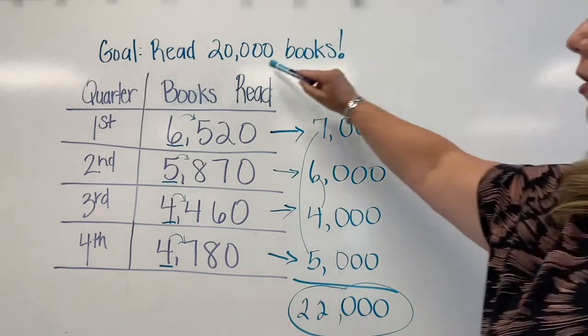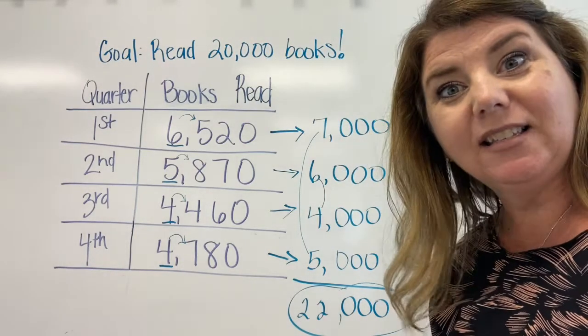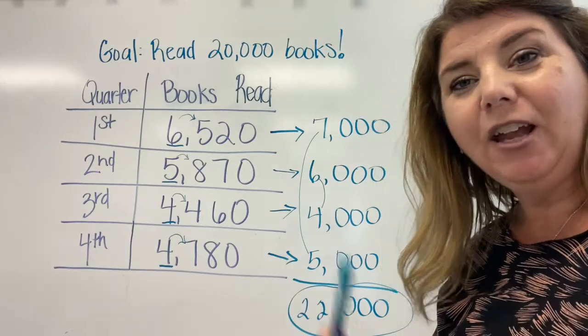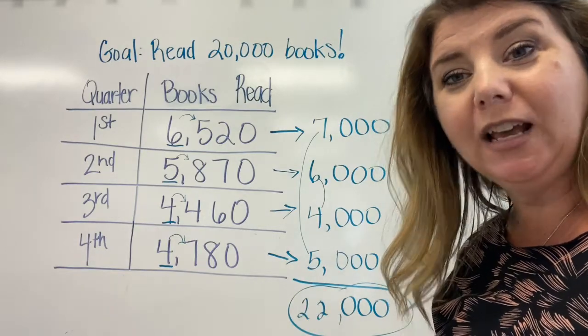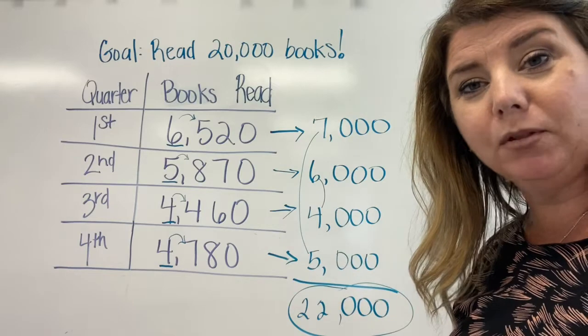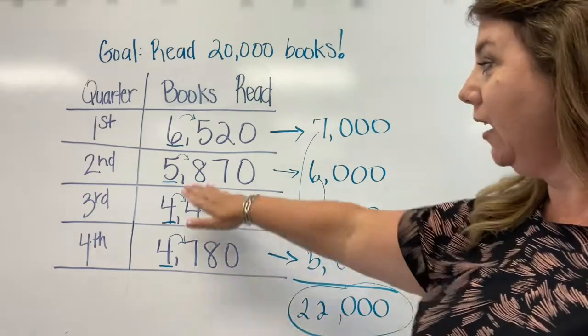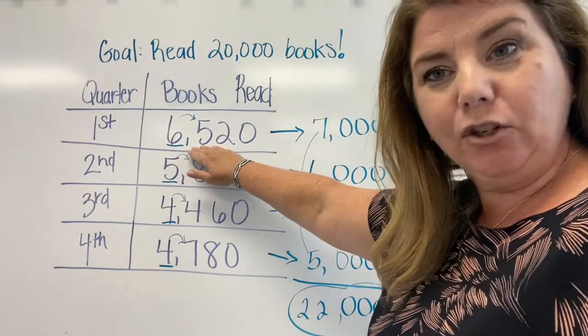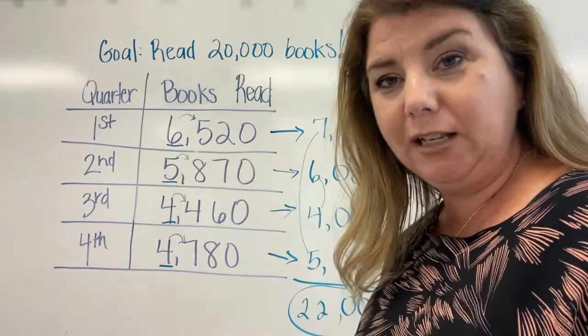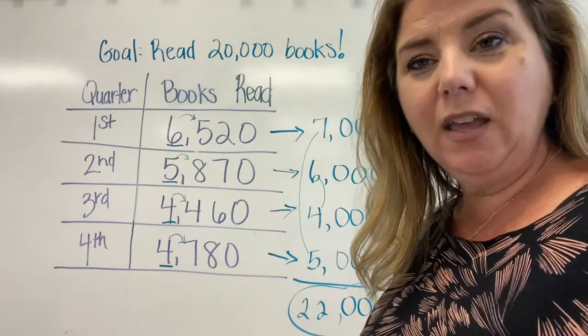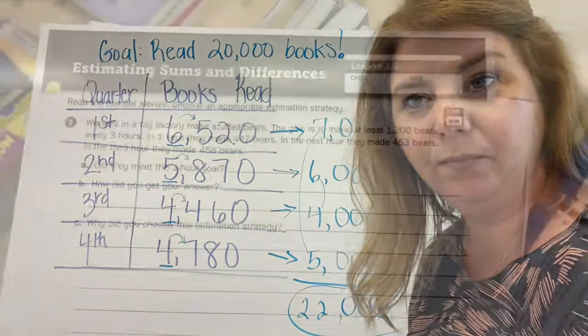Did they meet their goal? Yes, they did. All right, here is one example. We're going to do a few others, but this is the type of problems that we are doing today. So we're taking the number that is given to us and rounding it to the greatest place value to estimate, and then doing the work that it tells us to do.